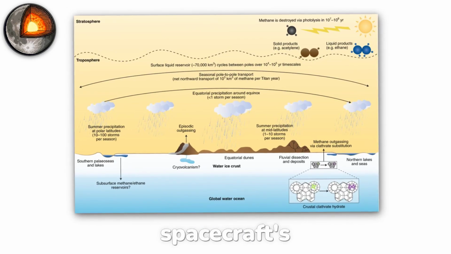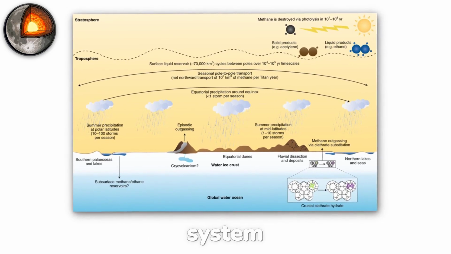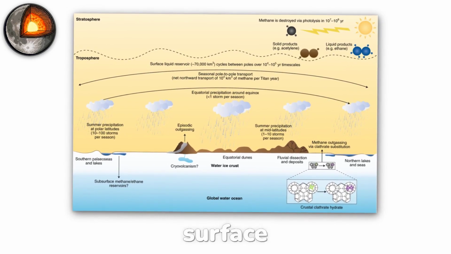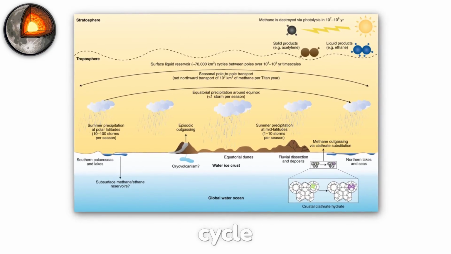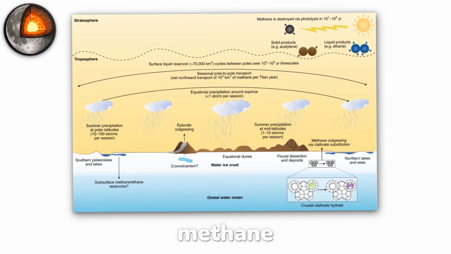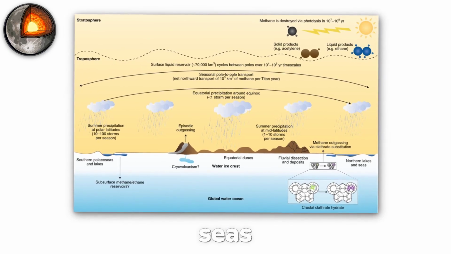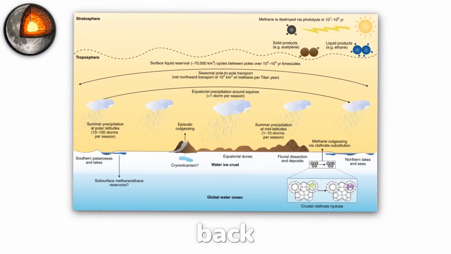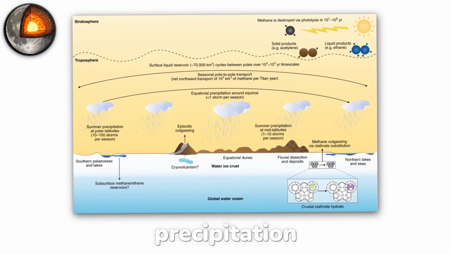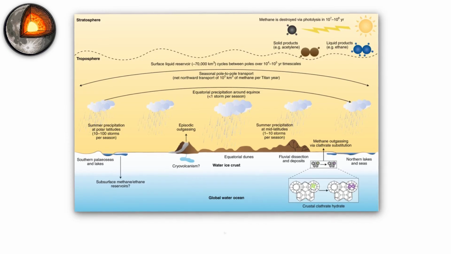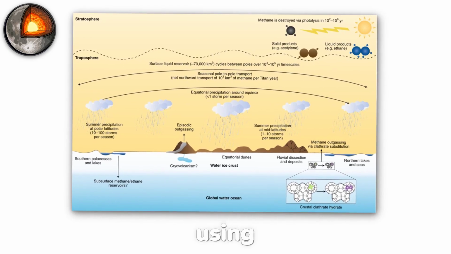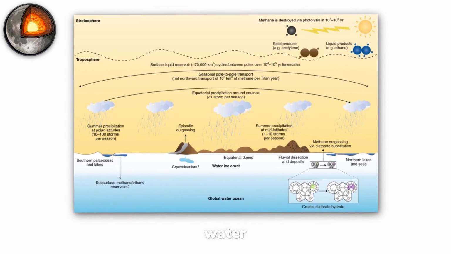The Cassini spacecraft's 13 years in the Saturn system had revealed Titan as a world whose surface processes mirrored Earth's water cycle in extraordinary detail. Methane evaporating from the lakes and seas, forming clouds, raining back down as methane precipitation, and flowing through river channels back into the lakes in a complete hydrological cycle using methane as the working fluid rather than water.